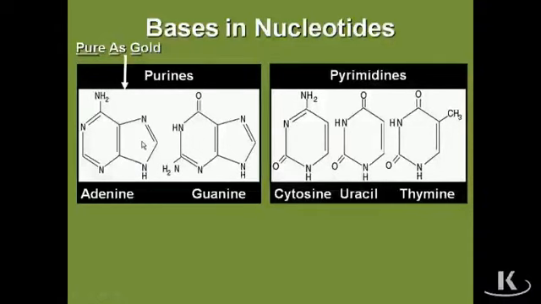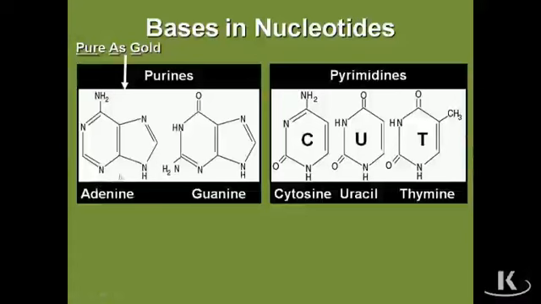So the pyrimidines then, we use the mnemonic CUT, C-U-T, for cytosine, uracil, and thymine. Those are the three pyrimidine bases. How are you going to differentiate the purines from the pyrimidines? I like to think of it this way.